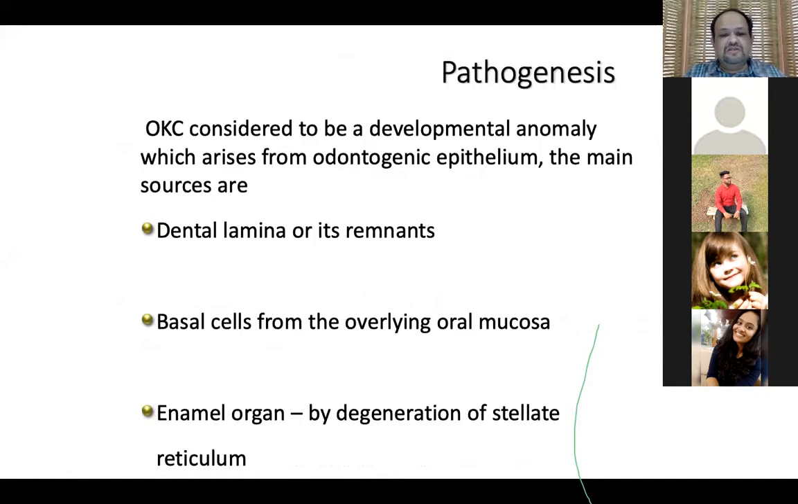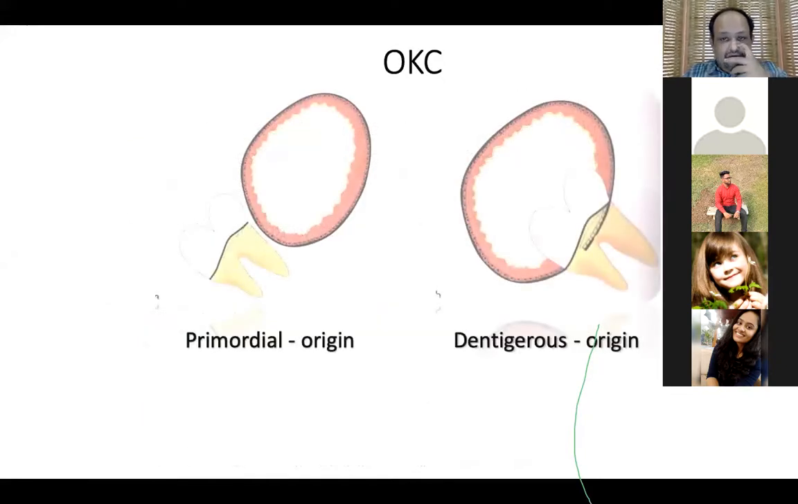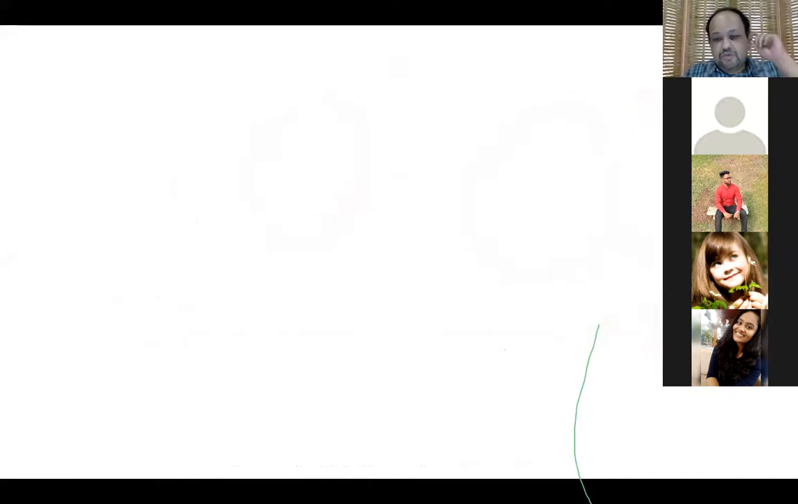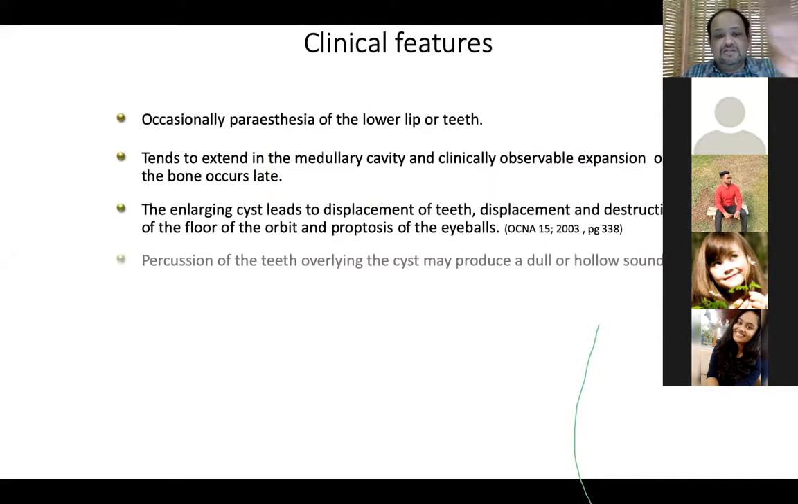So the pathogenesis is from the dental lamina, right? The basal cell, the enamel organ. So this is basically what it looks like. This is the primordial type. This is the dentigerous type, which we talked about earlier, which will encircle the whole tooth and mimic what is known as the dentigerous cyst, right?